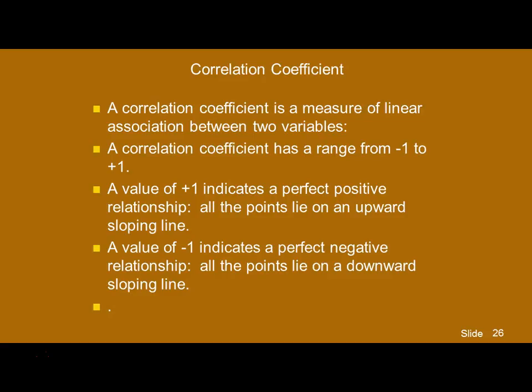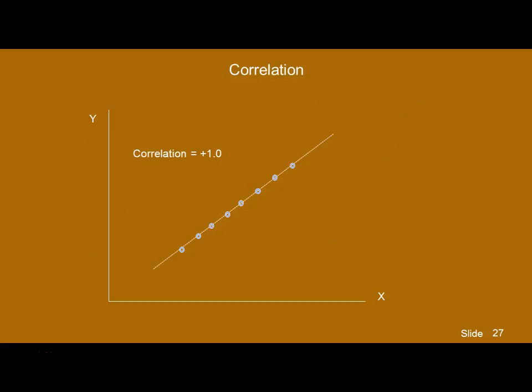The only way you would get a value of +1 is if all of your points lie exactly on an upward sloping line. The only way you'd get a correlation of -1 is if all of your points lie on a downward sloping line. Here, for example, all the points on an upward sloping line, we'd have a correlation of +1. And a downward sloping line, we'd have a correlation of -1.